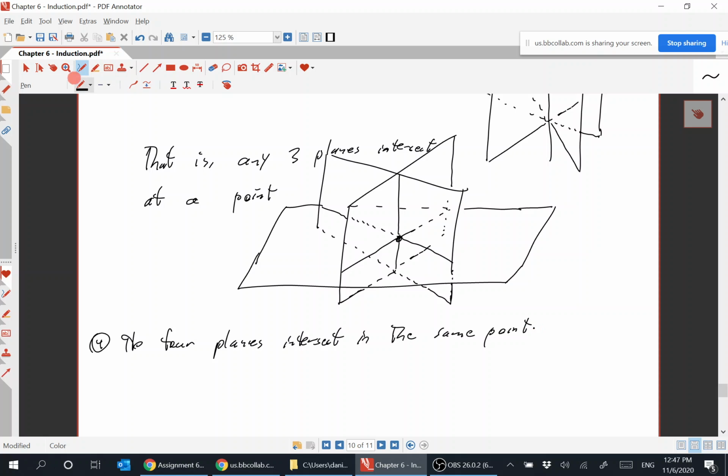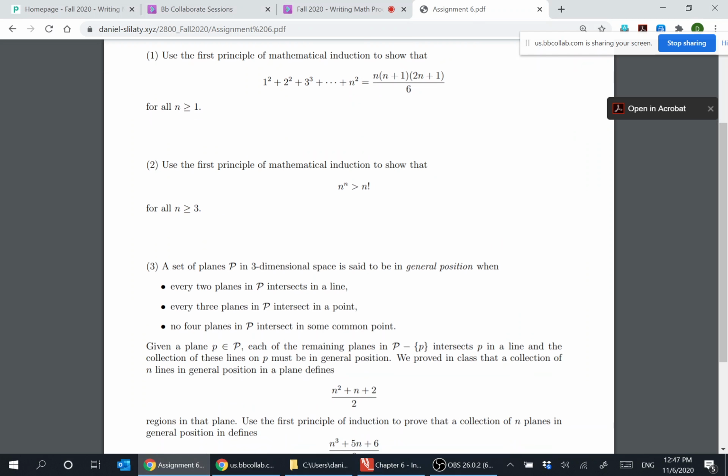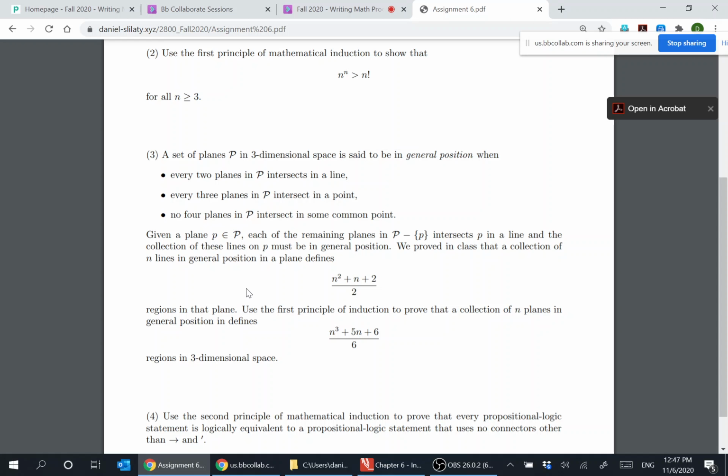Okay, so I'm not going to attempt to draw that. So with a bunch of planes in general position, again, they define some number of regions in 3-dimensional space, and the number is actually right here. It's n to the third plus 5n plus 6 over 6. And we want to prove that.